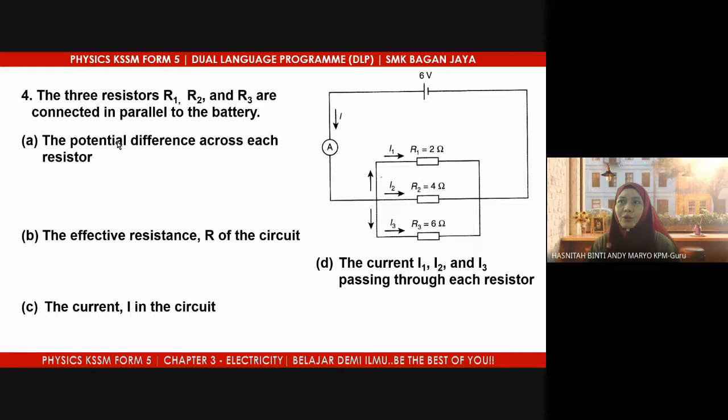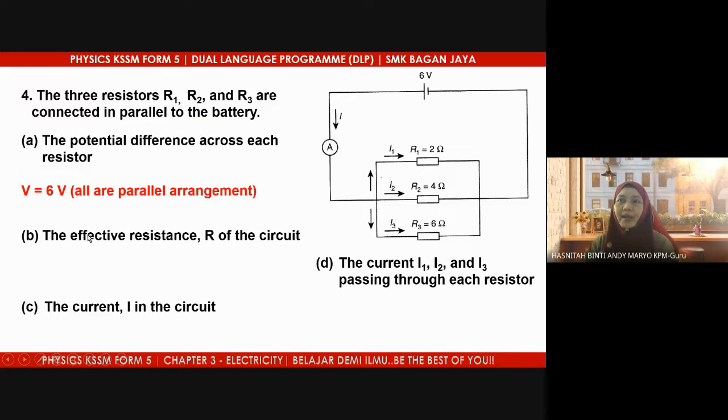You don't have to calculate, because we understand if all are parallel, all the voltage will be the same as the voltage supplied by the battery. So all will be 6 volt because all are in parallel. So 6 volt across the 2 ohm resistor, 6 volt also across the 4 ohm resistor, also 6 volt across the 6 ohm resistor.